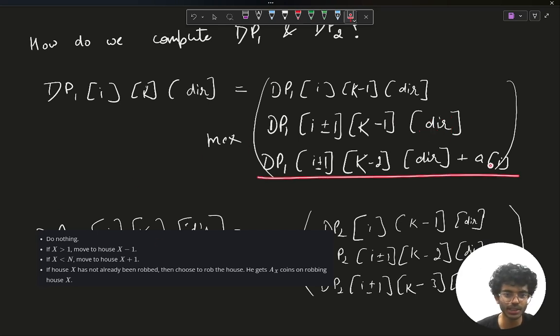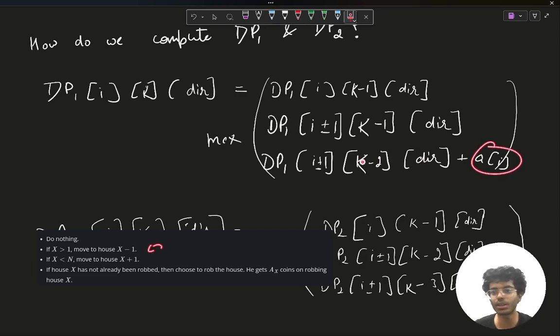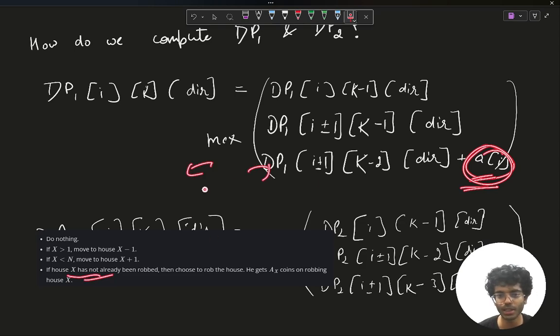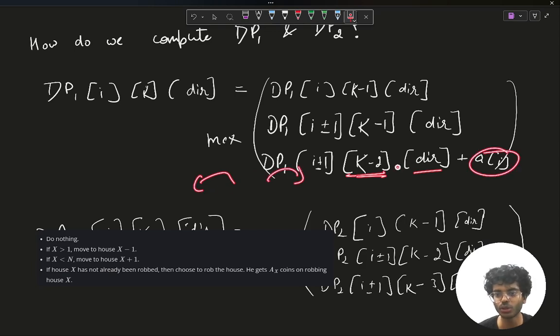And the last option over here is we go to the next house and we also get whatever is there at the ith house, right? So we're robbing the ith house and then going to the left or to the right. So it would be I plus or minus 1, k minus 2, and direction. K minus 2 because we're going either left or right, and we're also robbing the house.